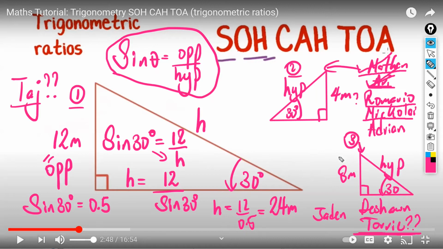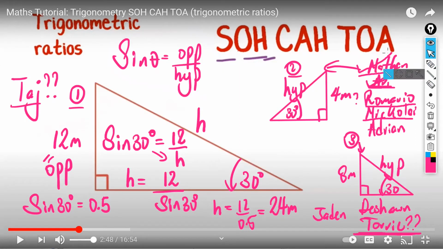So, Raquan, you with me? You understand, bro? Yes, I did it earlier, so I get it. I'm just coming back. All right. Okay. So, Deshaun said 16. Cool. So it is 16, Deshaun.